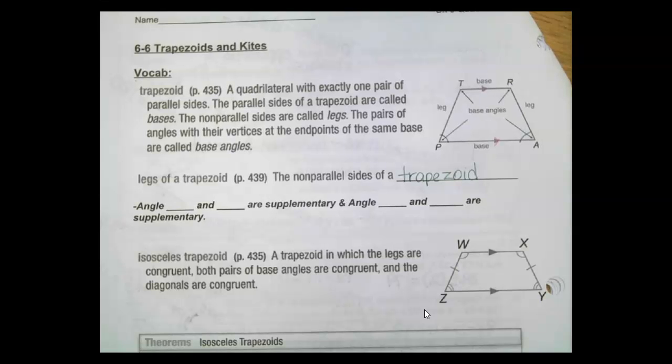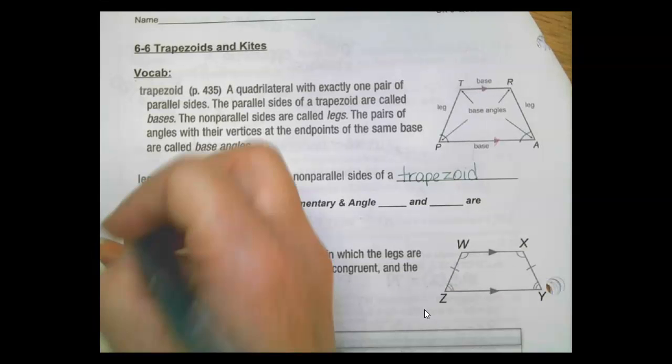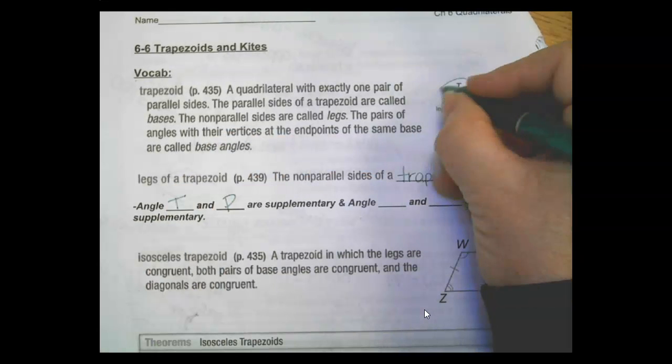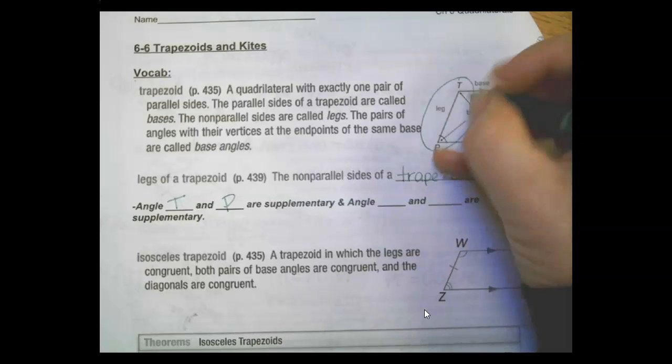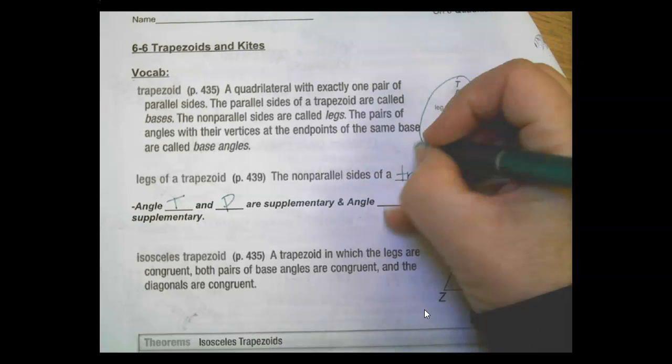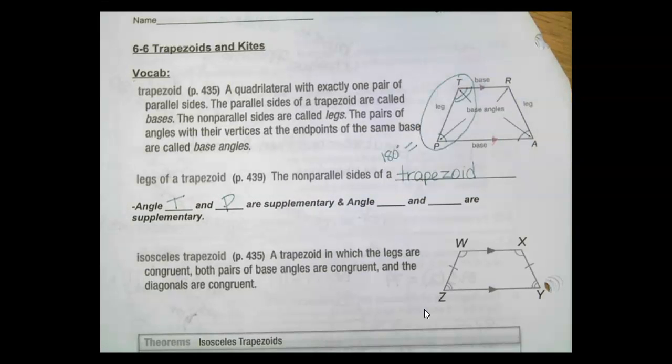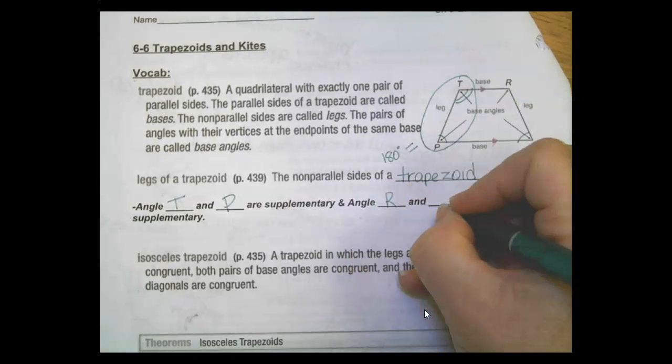So this is what you really need to know, that angle T and P are supplementary. So these two equal 180 degrees. And the same thing as R and A.